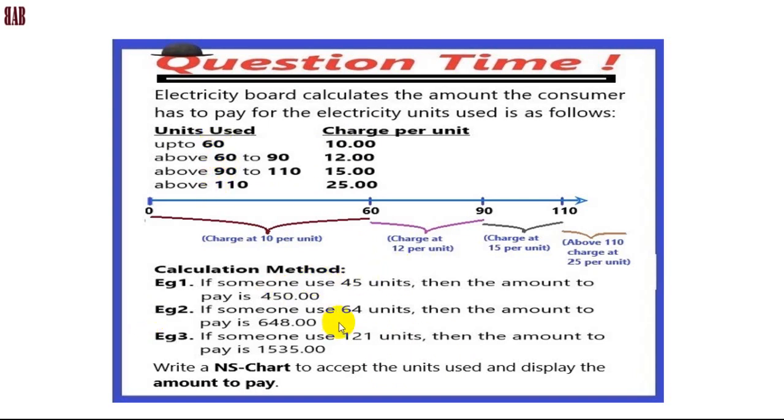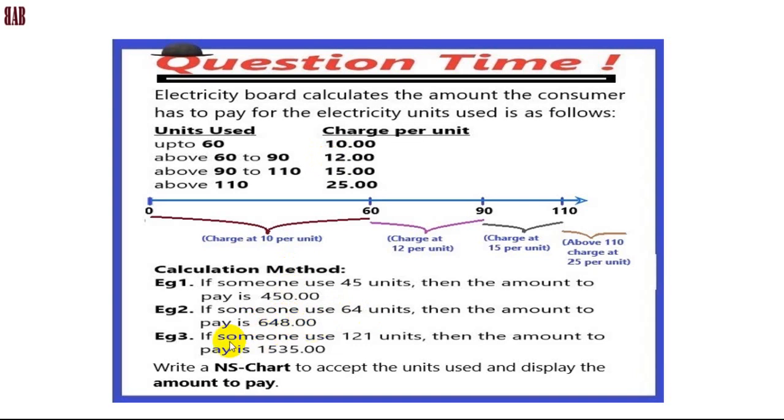Now the second example is using 64 units, that is above 60. In this case, 4 units is above 60. Up to 60 will be charged at 10, so 60 into 10 will be 600. The 4 units will be charged at 12, so that will be 48. Therefore 648: 600 from the 60 units and the 48 coming from this part. The 4 units are calculated at 12 rupees or $12, and that is added to make the total payable if you use 64 units, 648.